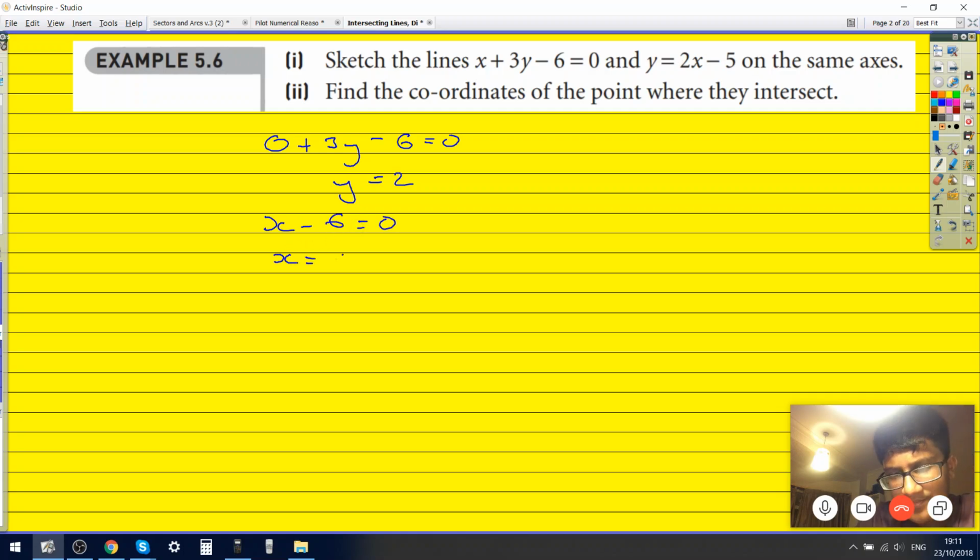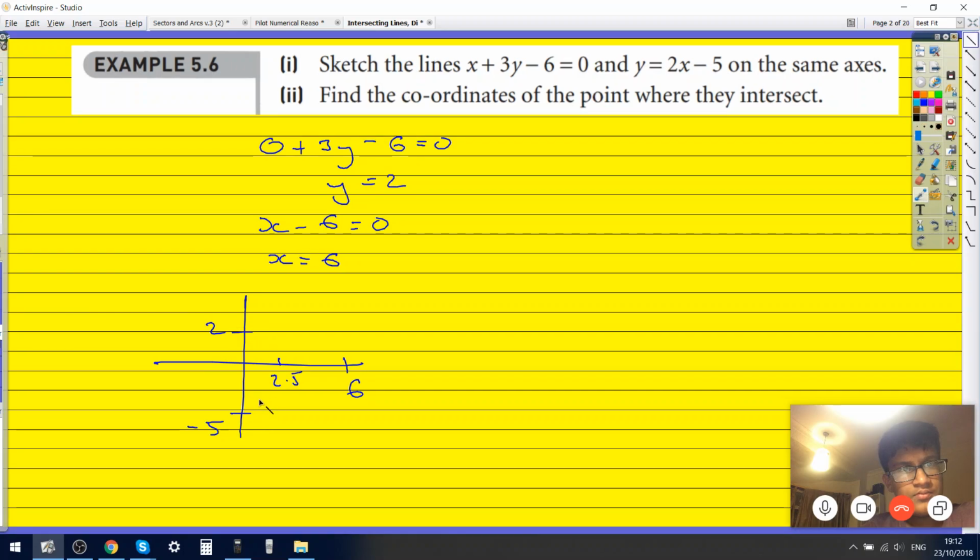Yeah, and so you get the same answer. You don't have to make it y equals. So you get 2, you get 6, and then the other one you get minus 5, and we said it was 2.5. And then we join them up and we get the point of intersection.